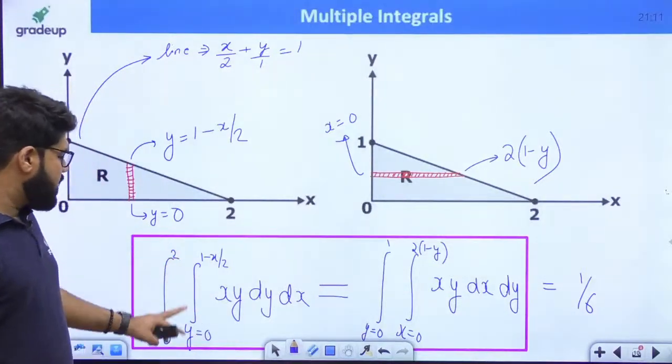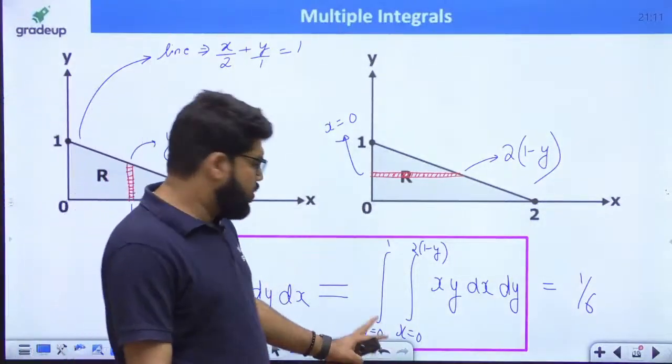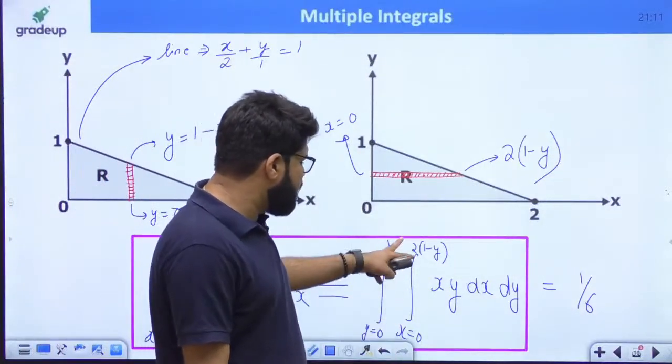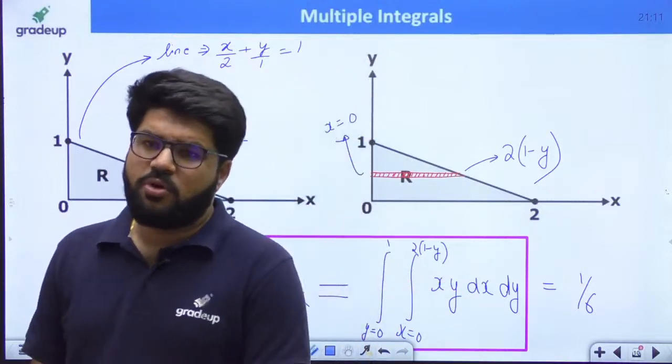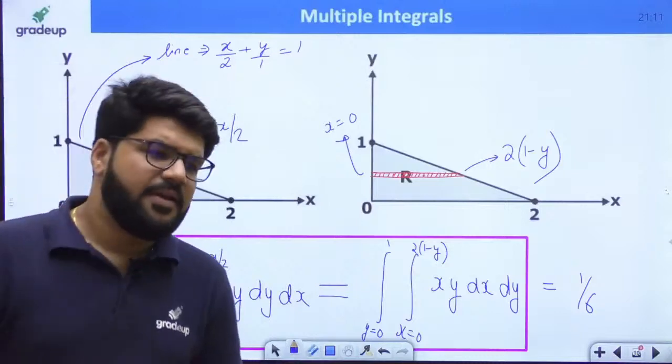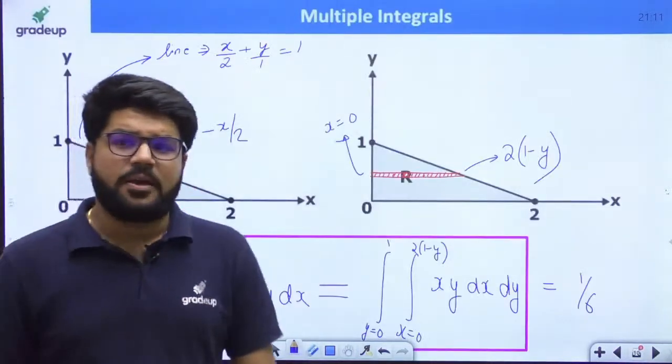Integral x equal to 0 to 2, y equal to 0 to 1 minus x by 2, xy dy dx is equal to integral y equal to 0 to 1, x equal to 0 to twice of 1 minus y, xy dx dy, right? Both of them will be 1 by 6. Whatever is the answer, that was yesterday's question, but now you can expect questions on changing the order of integration.